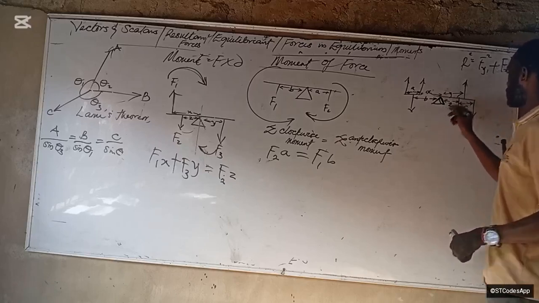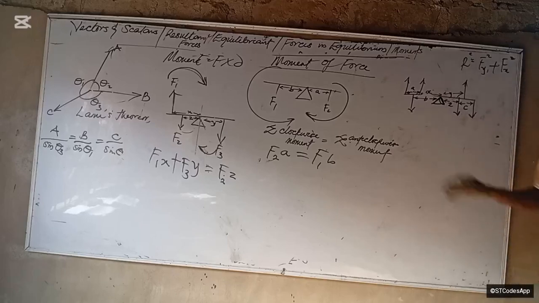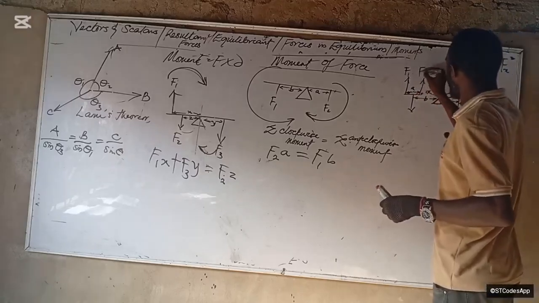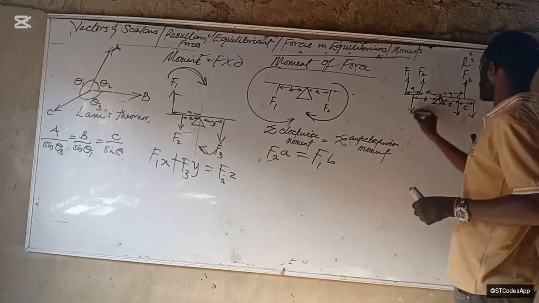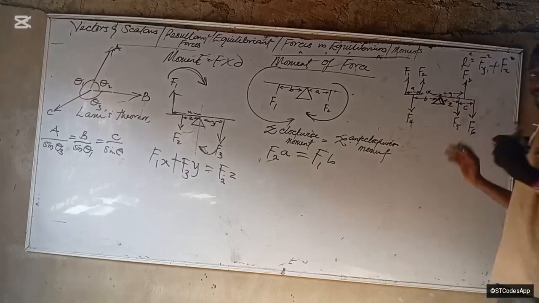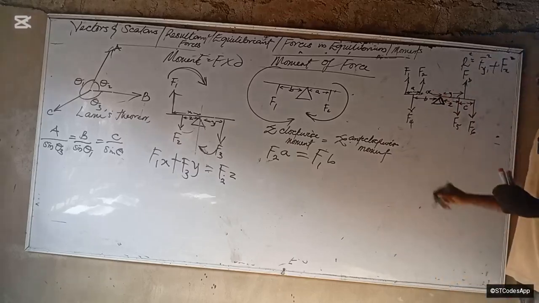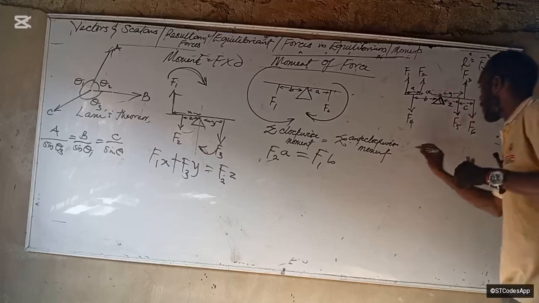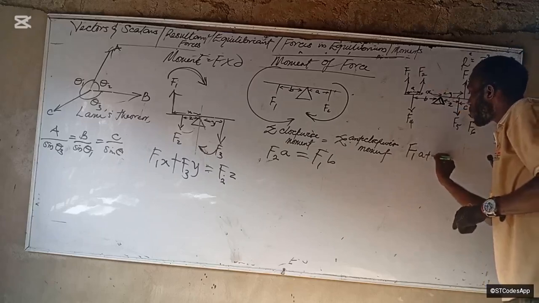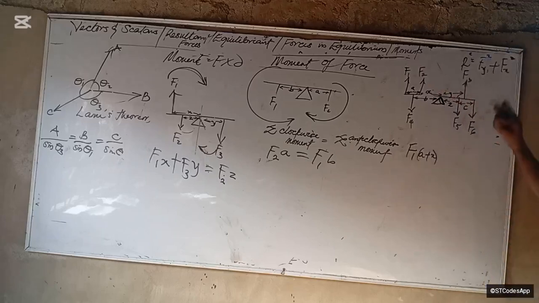I hope these sign symbols are not confusing you. They represent distances away from the pivot. Is that okay? Alright, let's call this one F1, F2, F3, F4, F5, F6. Very simply, clockwise moments. Now the ones that are going clockwise: F1 times (A plus X). Is this clear?